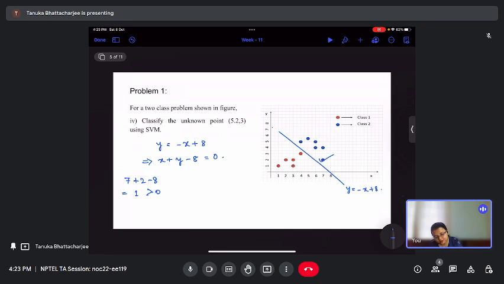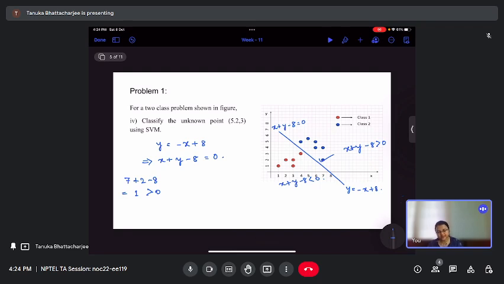On the straight line you have x plus y minus 8 equal to 0. This side you will have x plus y minus 8 greater than 0. This side you have x plus y minus 8 less than 0. Now, for the unknown point, again you will have to compute the value of x plus y minus 8 and see whether it is positive or negative. If it is positive, then it belongs to the blue class, which is class 2, and if it is negative, it belongs to the red class, which is class 1.